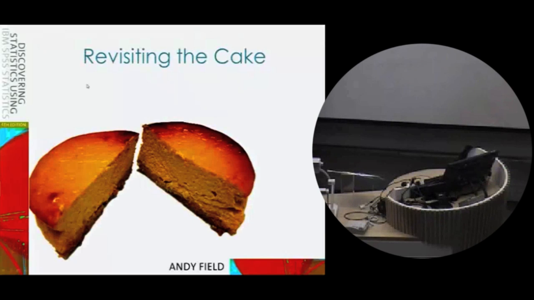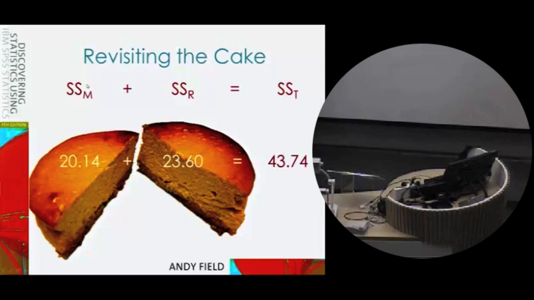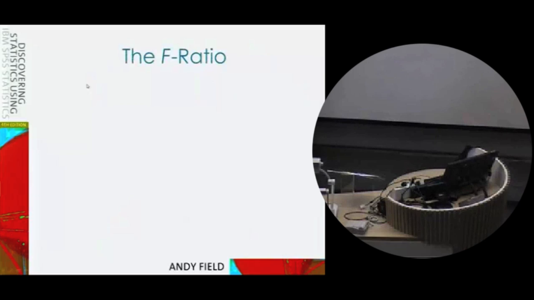So looking at our cake again, I just want to point out that our model sum of squares and our residual sum of squares, they're two bits of cake, so they should add up to the total sum of squares. So if we put these values that we've just computed in, our model sum of squares was 20.14, our error left over sum of squares was 23.6. When you add them together, you do get the total sum of squares, so the variability amongst all scores.